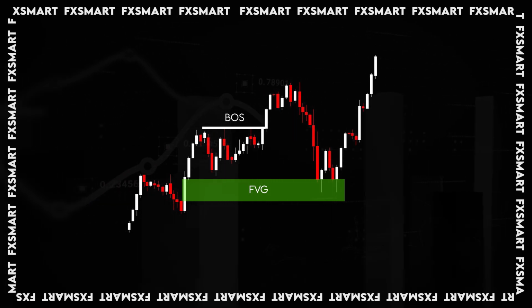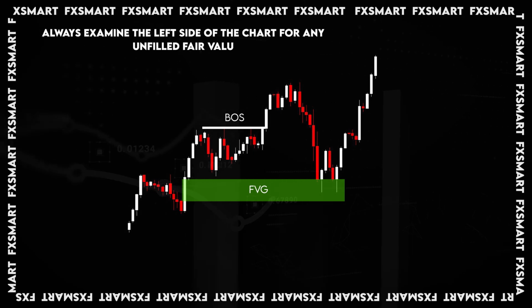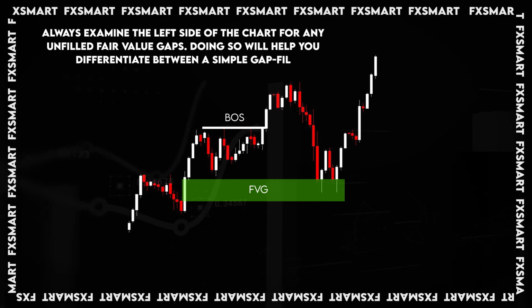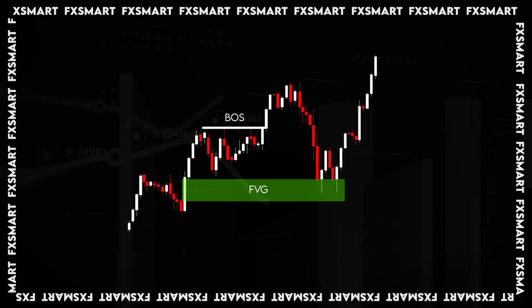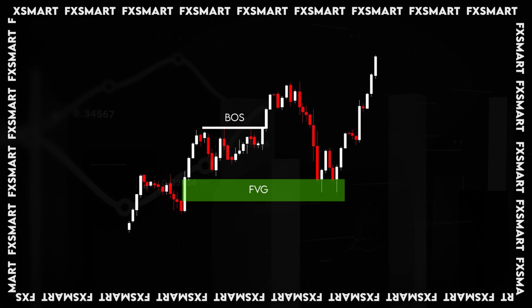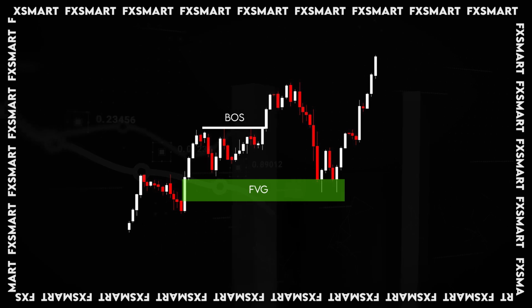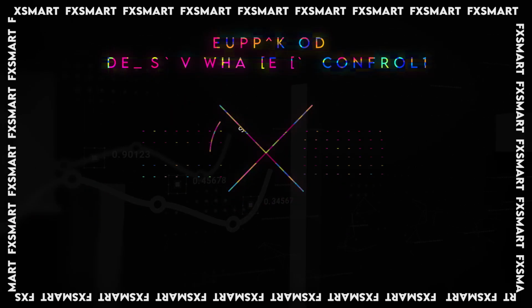Here's the key takeaway. Always examine the left side of the chart for any unfilled fair value gaps. Doing so will help you differentiate between a simple gap fill and a genuine shift in market sentiment. By being aware of this, you can avoid falling for false signals and keep your analysis in sync with the broader market context. Now that we've covered that, let's move on to the next topic.